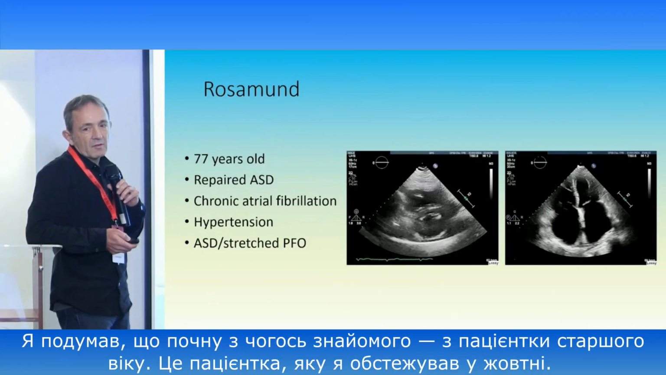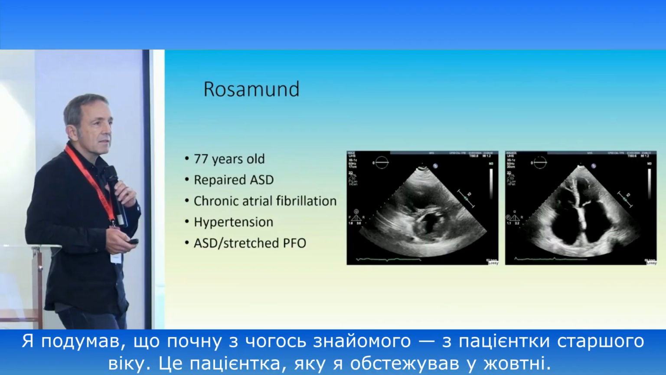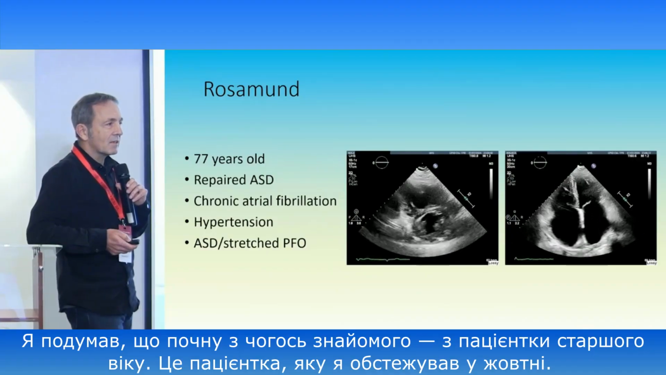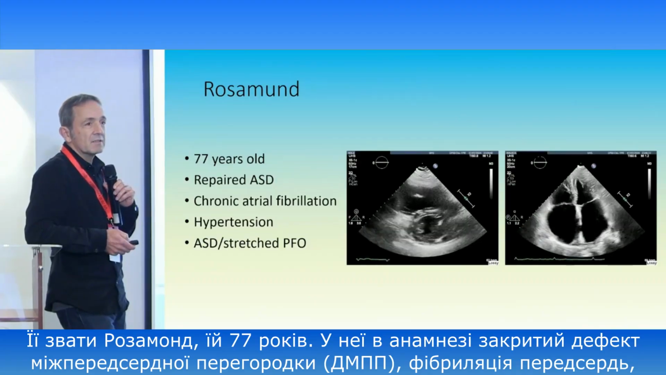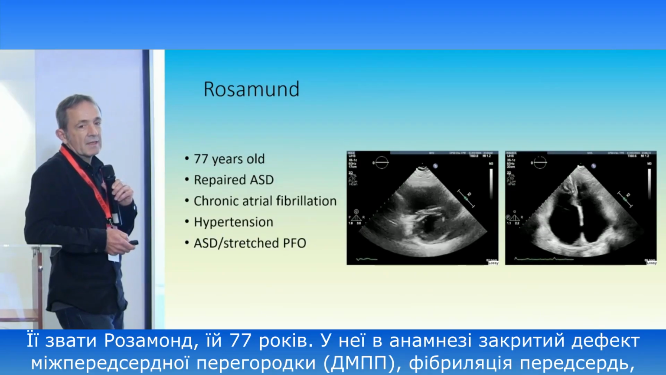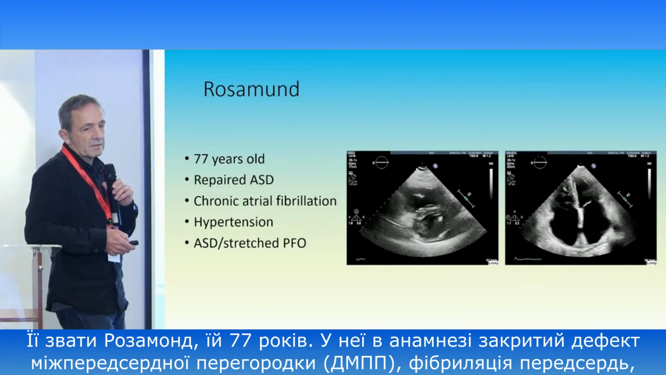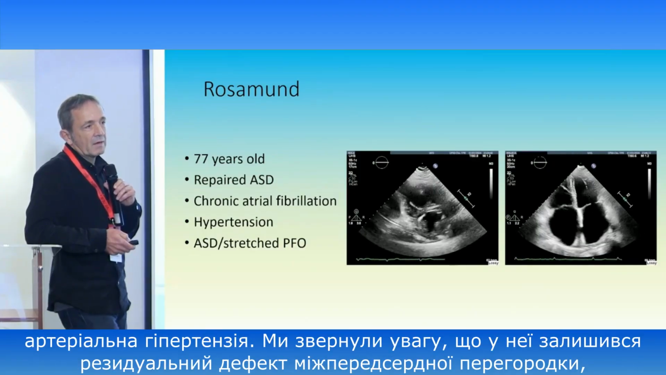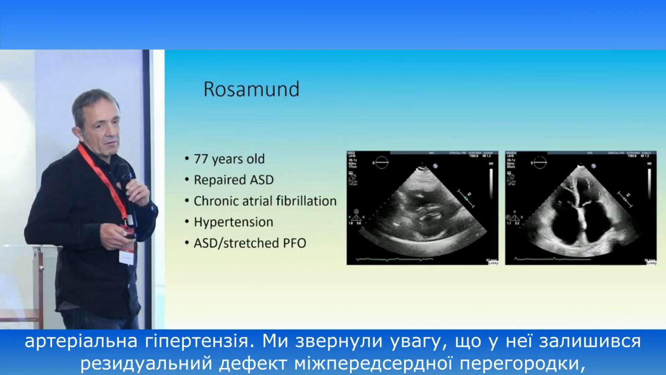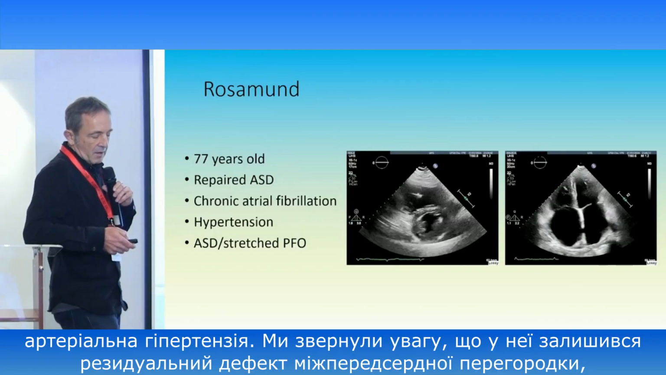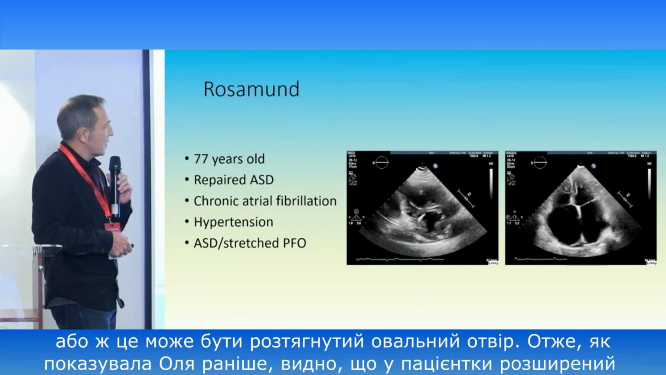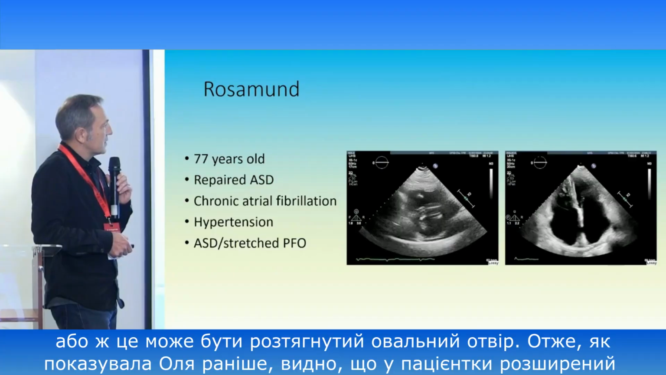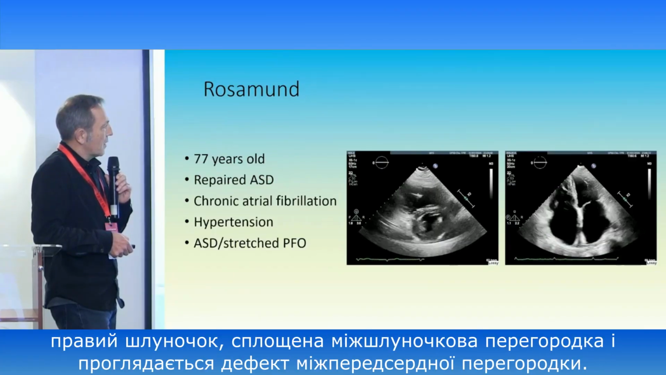So I thought I'd start off familiar with an older patient. This is a patient I studied in October, Rosamond. She's 77 years old. She has a repaired ASD, atrial fibrillation, hypertension. And we noticed she still had a residual ASD, or it could be a stretch PFO. And as Olia showed in her previous talk, you can see she's got an enlarged right ventricle, flattened interventricular septum, and there's a gap in the atrial septum.